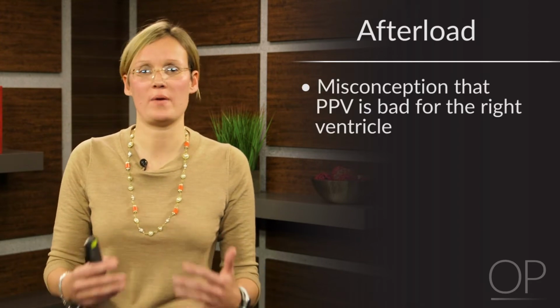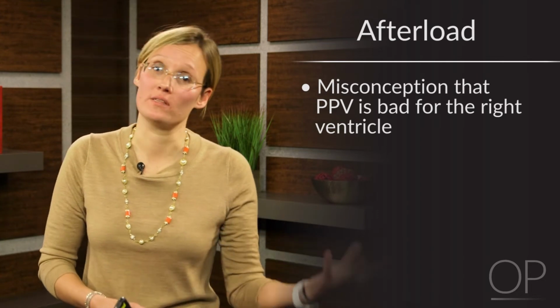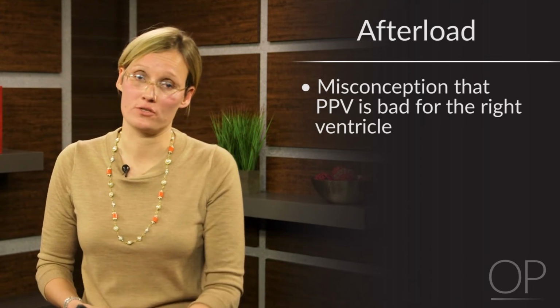So we just talked about the fact that preload can be adversely affected by mechanical ventilation or positive pressure ventilation, because we talked about the relationship of once you introduce positive intrathoracic pressure, you're going to have a higher right atrial pressure and less likely to get venous return. But I do want to talk about afterload, because I think traditionally people think that mechanical ventilation or positive pressure ventilation is bad for the right ventricle. And often they think that because of the relationship between the decreased preload and positive pressure in the thorax.